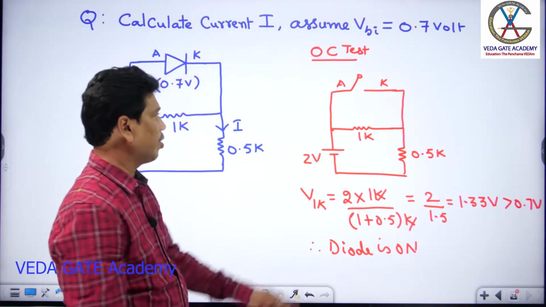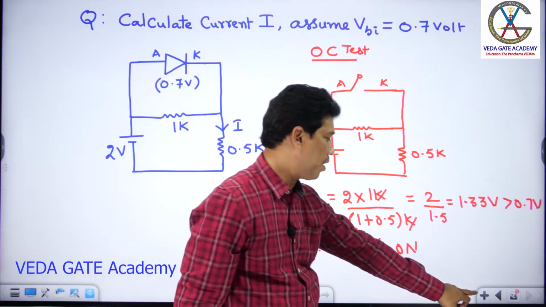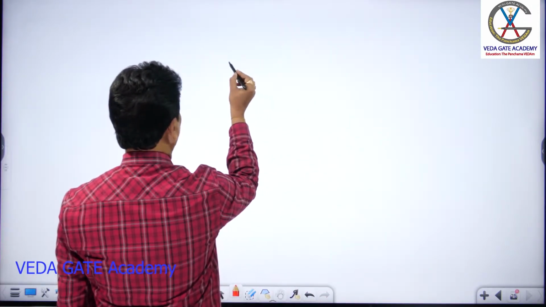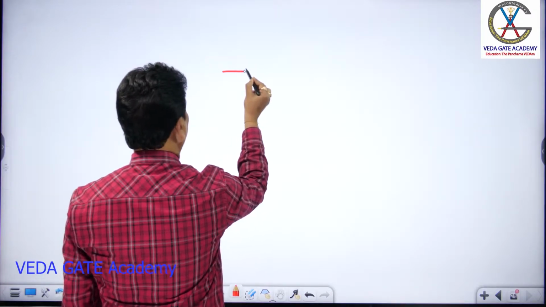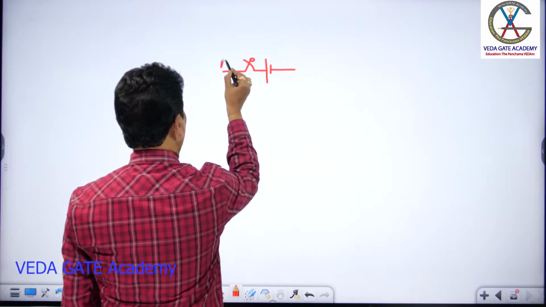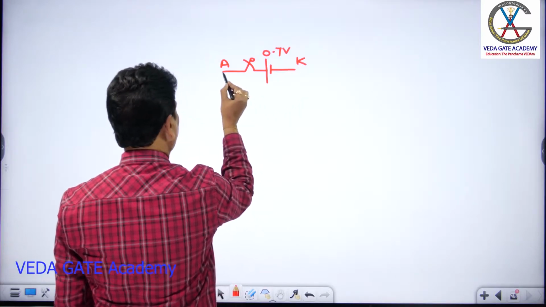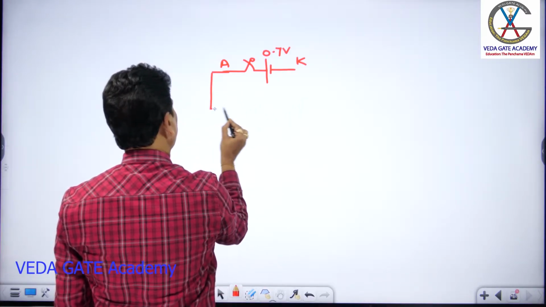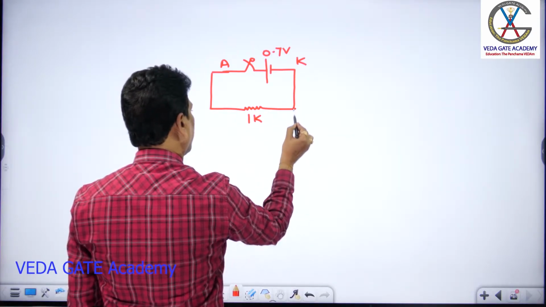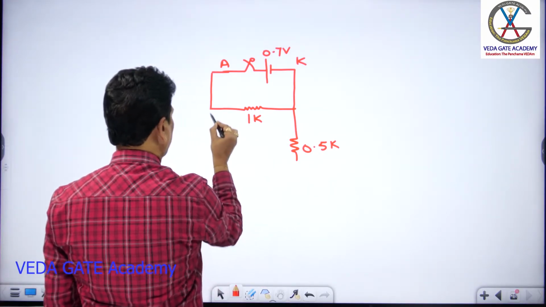So once the diode is on, it acts as a closed switch with the cut-in voltage of 0.7 volt. Whatever the equivalent model of the diode may be, it looks like this. So this is the equivalent model of the diode. The diode cut-in voltage is 0.7 volt, so across anode and cathode this is 0.7 volt. The diode is confirmed as an on switch, right? So this is 1K as it is, this is 0.5 K, and the supply given is 2 volt.